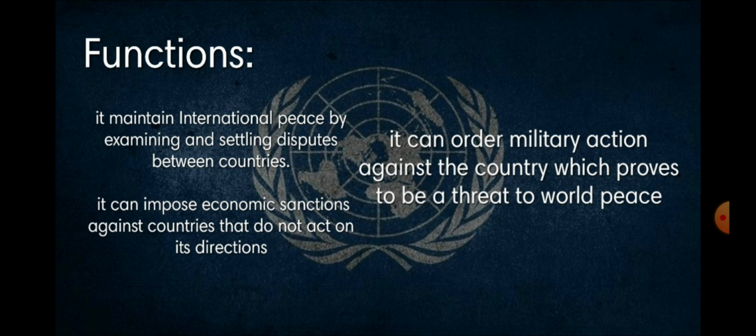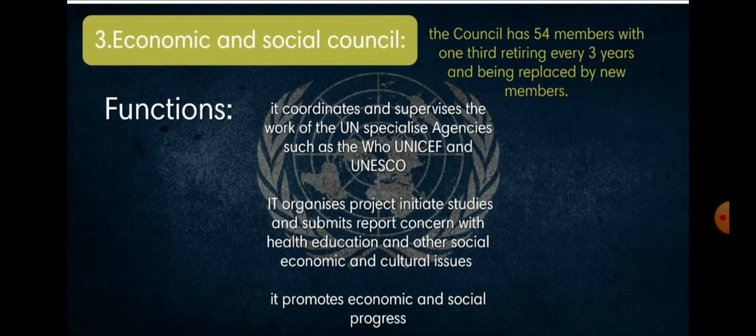Okay, so now let's move forward, and we have our third principal organ, that is Economic and Social Council. So now the council has 54 members, with 1/3 retiring every 3 years and being replaced by new members. Now what are the functions? Very much important. It coordinates and supervises the work of the UN specialized agencies such as WHO, UNICEF and UNESCO. WHO, World Health Organization; UNICEF, United Nations Children's Emergency Fund; and UNESCO, United Nations Educational, Scientific and Cultural Organization. तो ये इन सब एजेंसी को सुपरवाइज करता है और इनकी हेल्प करता है फाइनेंस में भी.